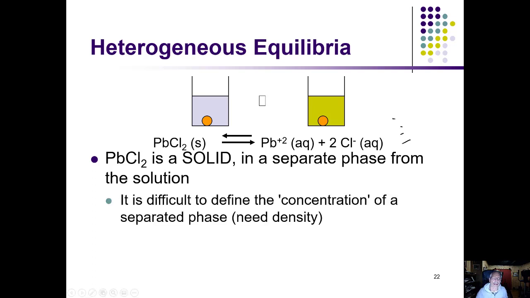Right, let's talk about heterogeneous equilibria. So let's say I drop a chunk of lead(II) chloride, PbCl2, into water. It's a solid and it's not particularly soluble. It's more soluble in warm water than cold, but it's going to start to dissociate.